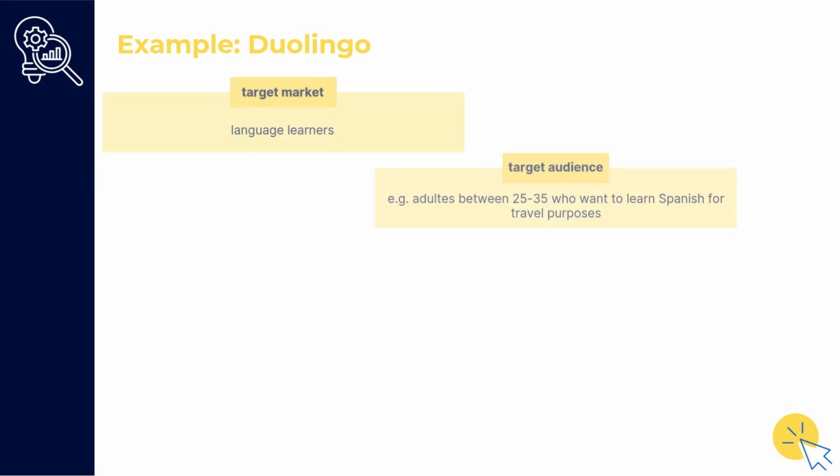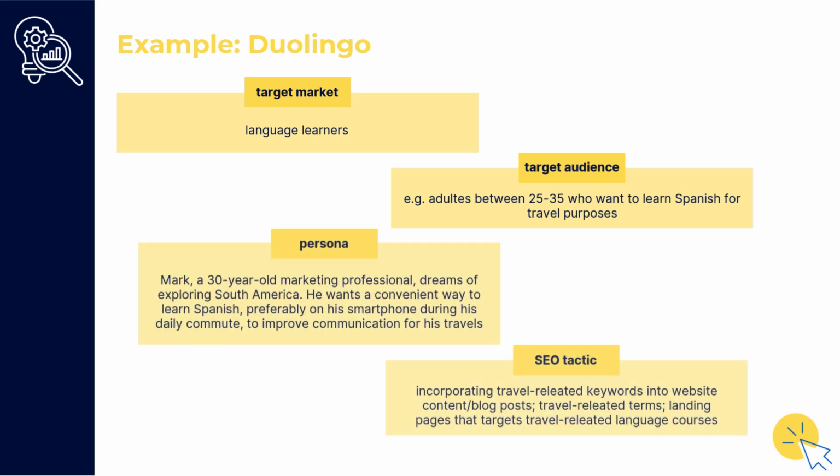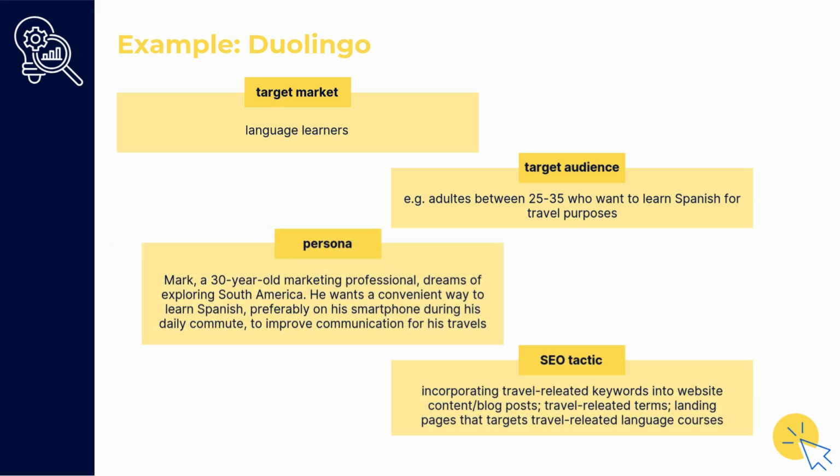Let's look at an example. Think about Duolingo, the language learning app. One of its target audiences might be adults aged 25 to 35 who want to learn Spanish for travel purposes. By focusing on the needs and goals of this group, Duolingo can create content that's relevant, engaging, and useful, like blog posts or landing pages about learning Spanish for travel. This keeps users coming back, and search engines reward that kind of consistent engagement.